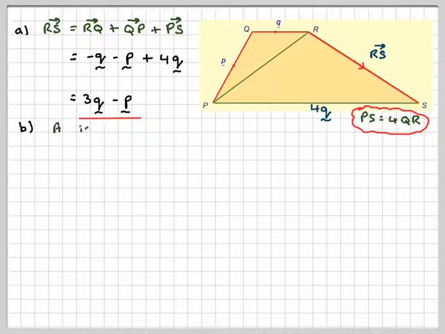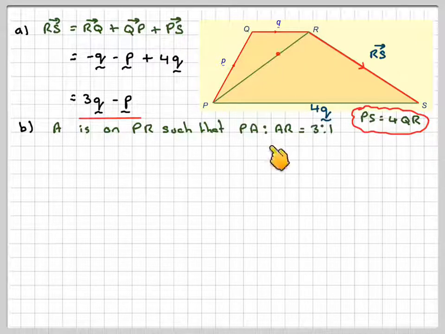Now, in part B, we're told that A is on this line PR such that PA to AR is 3 to 1. This is not to scale, so we put it on here so that this looks like 3 and this looks like 1. We'll call that point A, and this is 3 to 1, and we now need to find the vector QA.